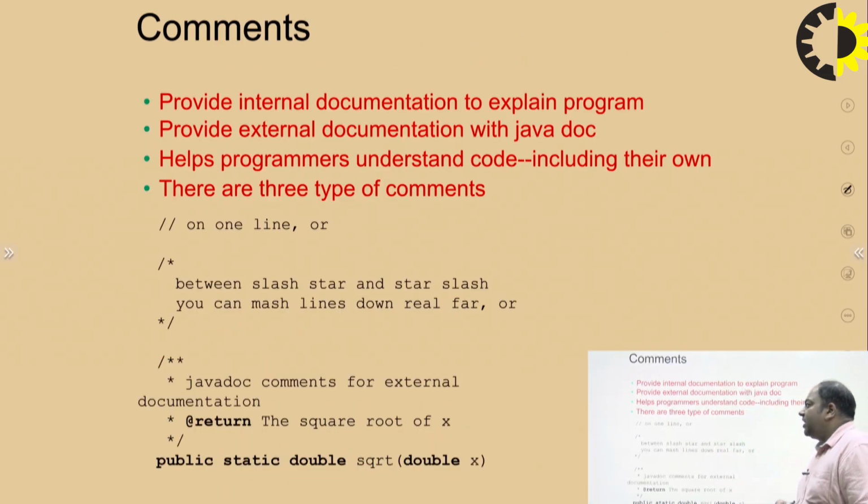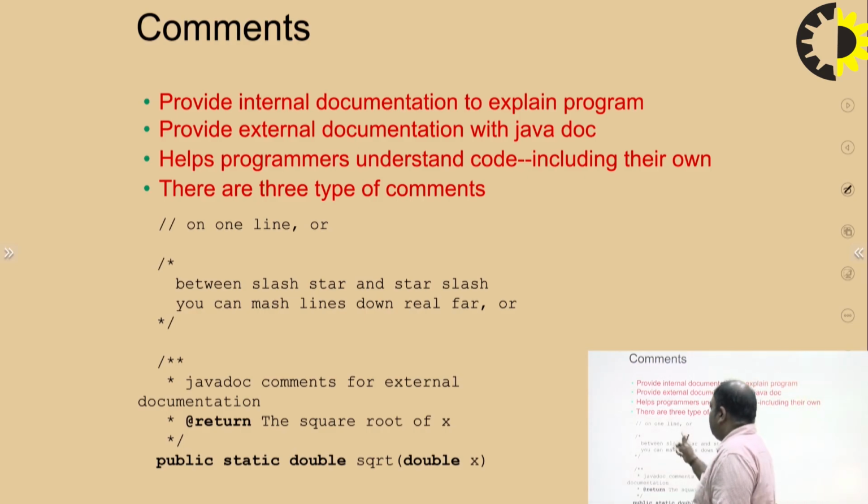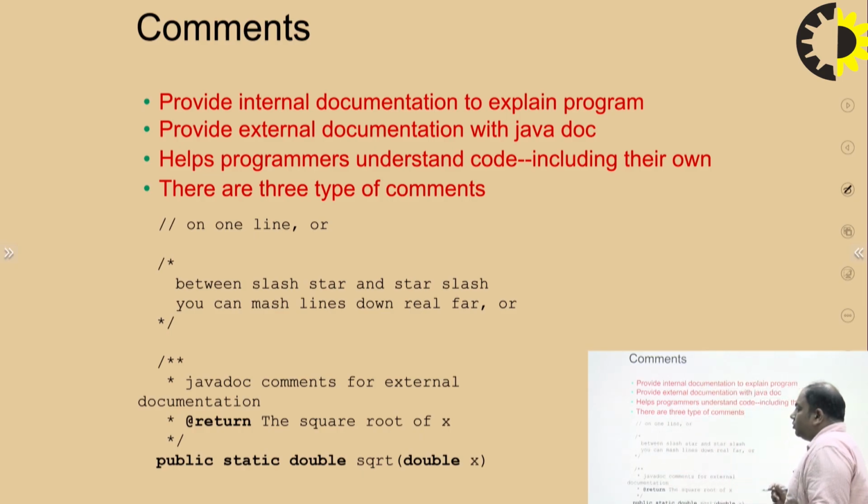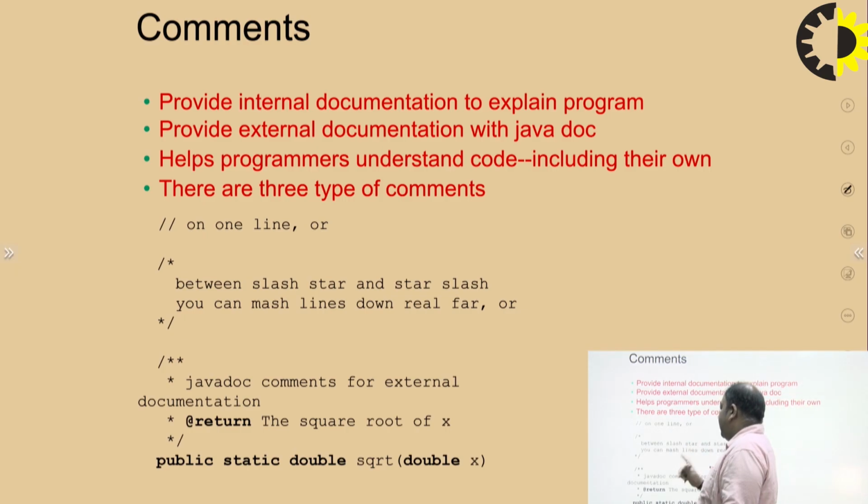Now, how will we define a comment? In Java, we can define a comment in two or three ways. One is for a single line, where we use a double slash. We use a slash with a star for multiple lines. So these are the two types of comments we use in Java. A comment is used to provide internal documentation to explain the program or logic, so that programmers can understand the code, including their own code. So these are the three types: single line, multiple line, and the Java document comment for external documentation.